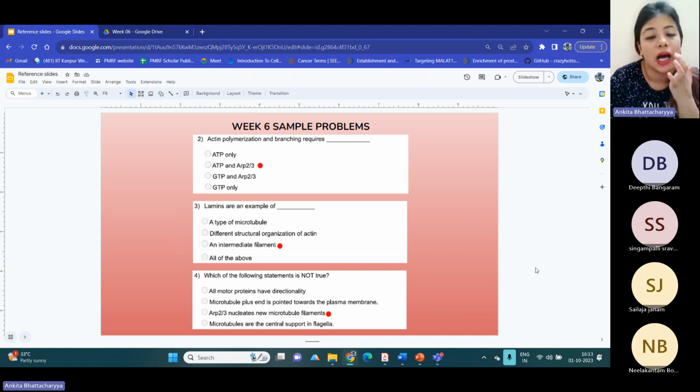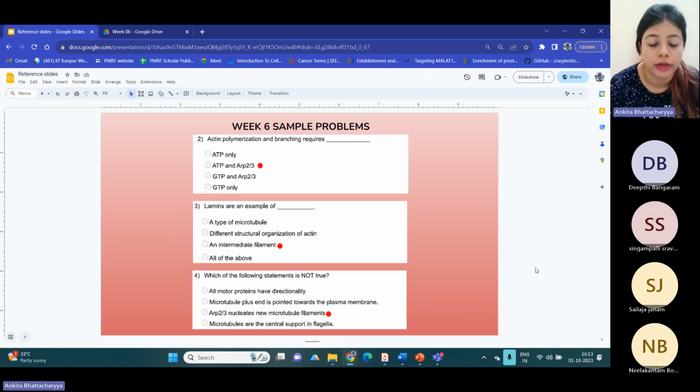Then comes question 3, which is: lamins are an example of which of the following: a type of microtubule, a different structural organization of actin, an intermediate filament, or all of the above. They are obviously an example of intermediate filaments, and not actin or microtubules. The lamins, nuclear lamins in particular, are part of IFs, or intermediate filaments.